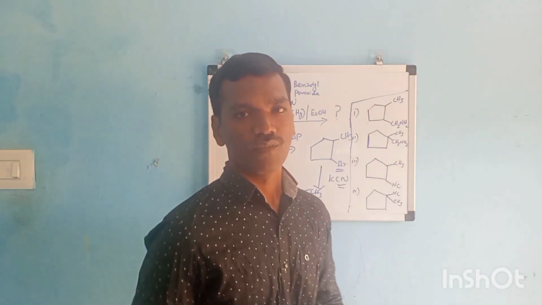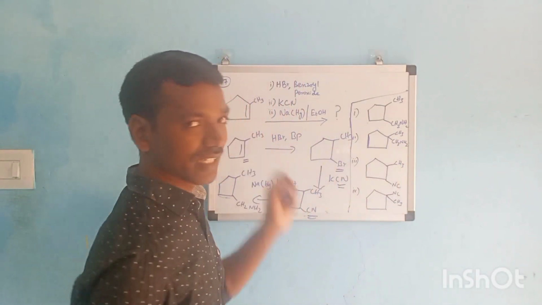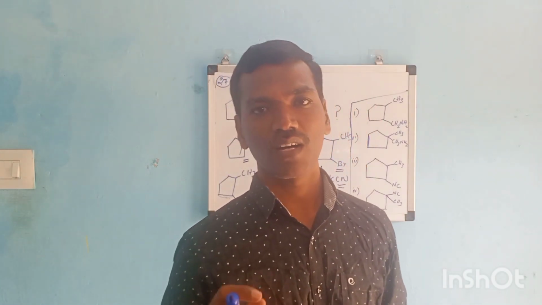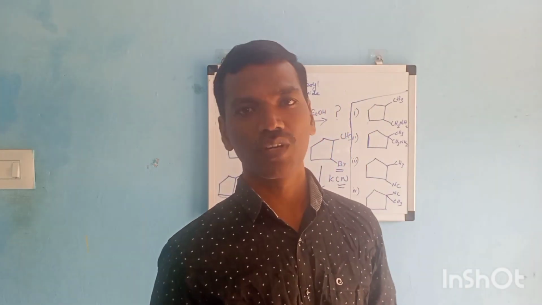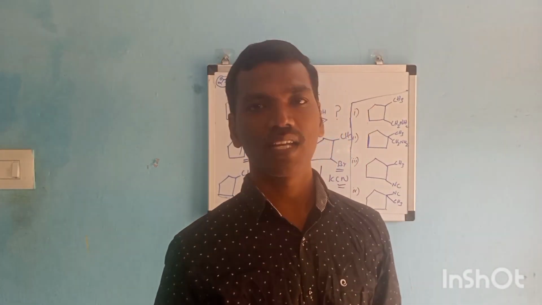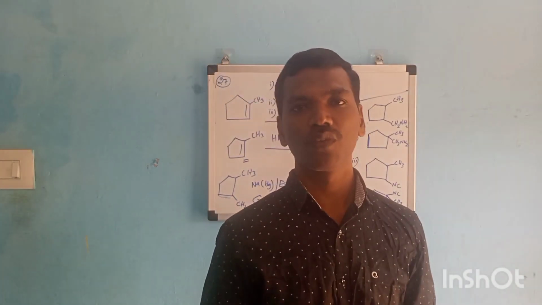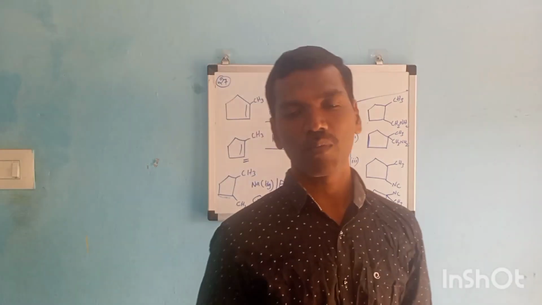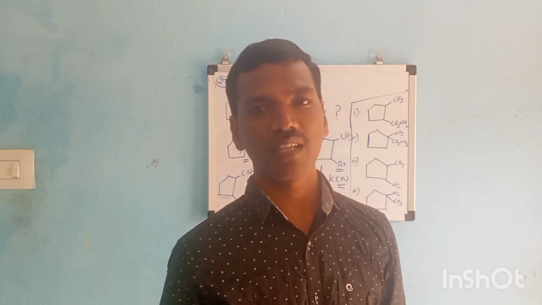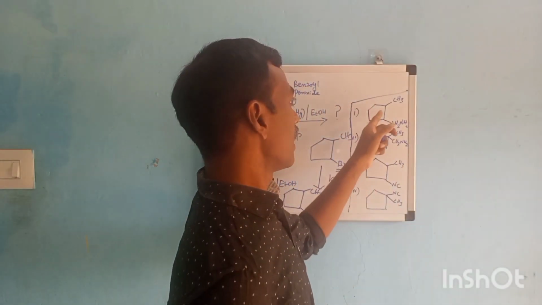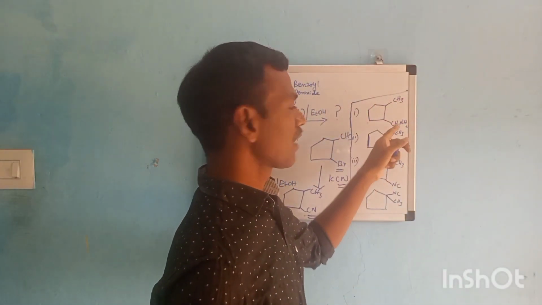So overall, first the cyclic alkene reacts with hydrogen bromide and benzoyl peroxide, and undergoes an anti-Markovnikov addition reaction. Second step, it reacts with potassium cyanide via a nucleophilic substitution reaction. Third step, in the presence of sodium amalgam and ethanol, it reduces the nitrile group to a primary amine. So the final product is methyl cyclopentane primary amine.